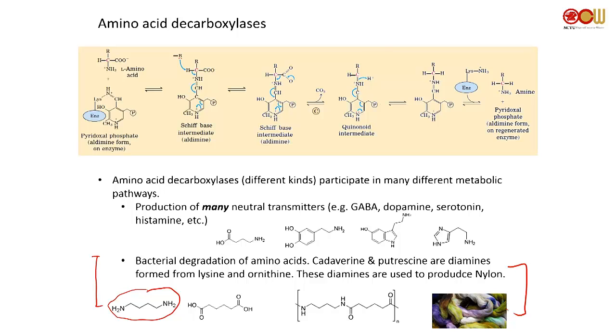So 这种东西虽然说它 smells really bad, but it's useful for biotechnology and chemical engineering applications. Right? So you can actually use diamine to make nylon. Right? So that's more of a application side. Turns out amino acid decarboxylases also participate in the production of many neurotransmitters.